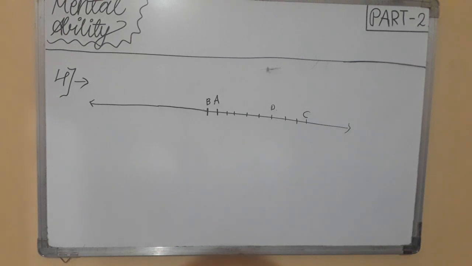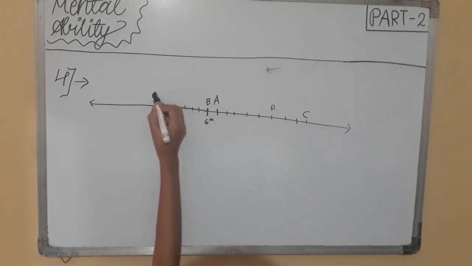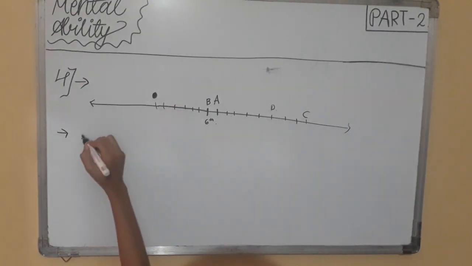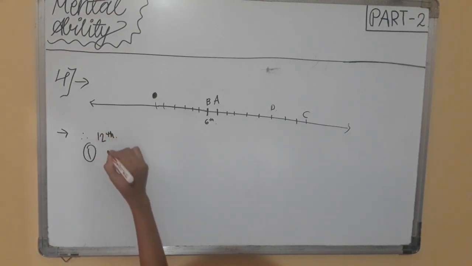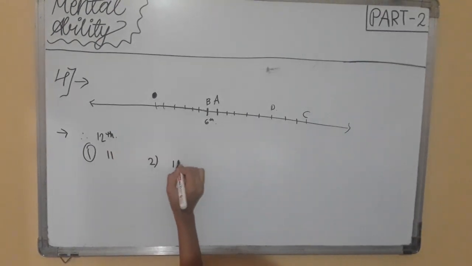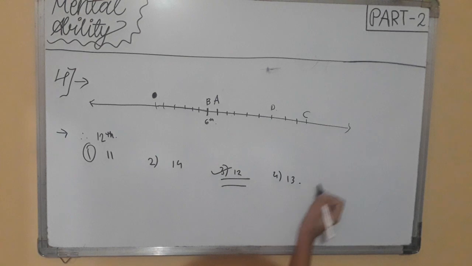How many students are before D? Before D, 1, 2, 3, 4, 5, 6. And A is on the 8th place, means before this is 7. So 6th, 7th, 8th, 9th, 10th, 11th, 12th place. From this, the positions of standing are started. So therefore 12th place. Given options are first is 11, second is 14, third is 12, fourth is 13. Means option number 3, 12, is the correct option.